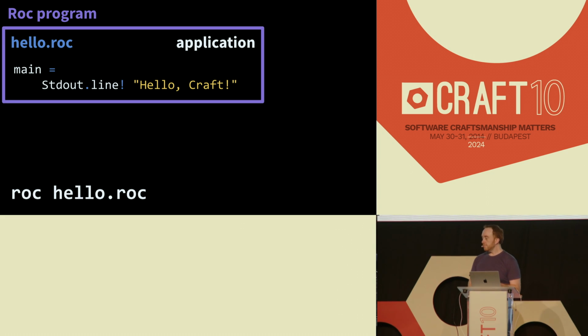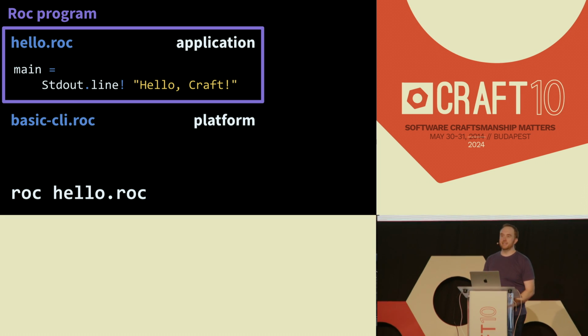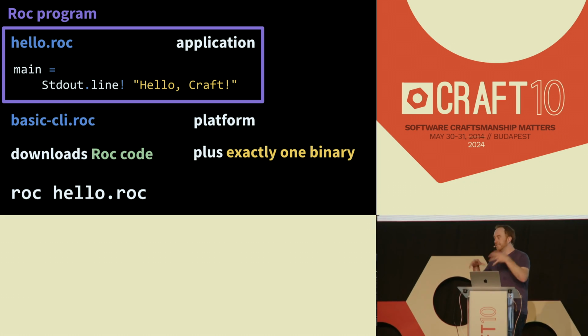If I run roc hello.roc, essentially it's going to do the npm install type stuff in the background for you. You don't really need to worry about that. When I run roc hello.roc, it's going to say, okay, which platform have you specified? I didn't show the code here, but somewhere above this in hello.roc, it would specify which platform I'm using. It's going to go download that platform. It's going to say, I see that you specified basic-cli, which is available at this URL. I'm going to go download the Roc code for basic-cli. And also, I'm going to download the exactly one binary, which is that compiled Rust code that provides all those I/O primitives and all the basic stuff that you need for building a command line application.